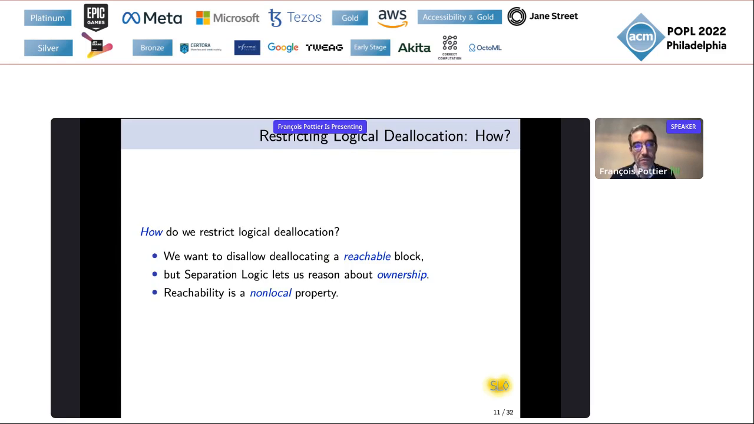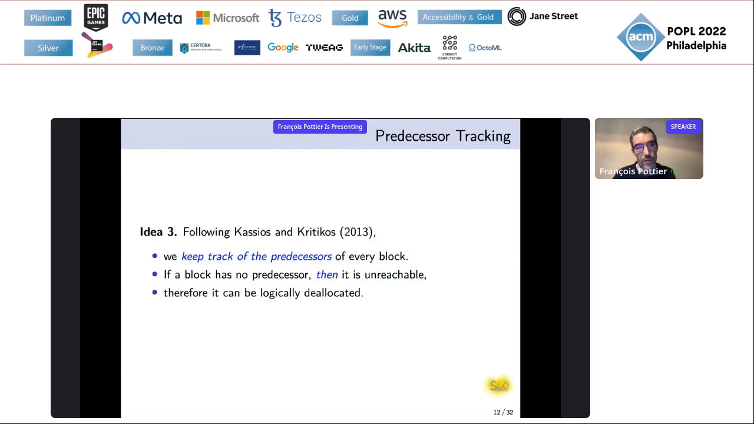And I would even go so far as to say that it's a strength of traditional separation logic that it does not require reasoning about reachability. So here we have to do something and add a new ingredient that lets us reason about reachability. So this is the third idea that we introduce.